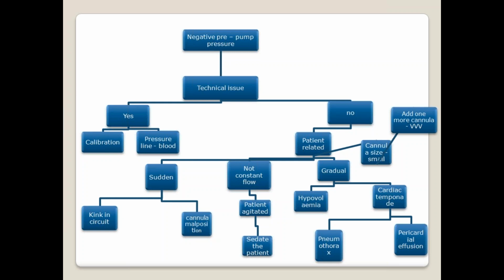Check whether the pressure monitor is properly calibrated or not, and whether there is blood in the pressure line. Many people connect the pressure lines to the monitor, and if blood is there in the pressure lines, you will not be able to get correct readings. So that's the reason you have to rule that out first. If there are no technical issues, then you have to think about patient-related issues.